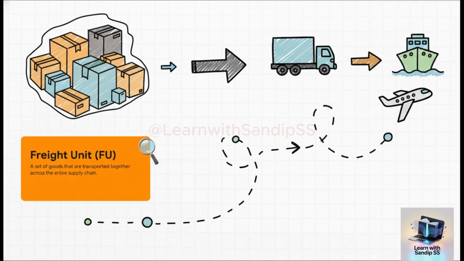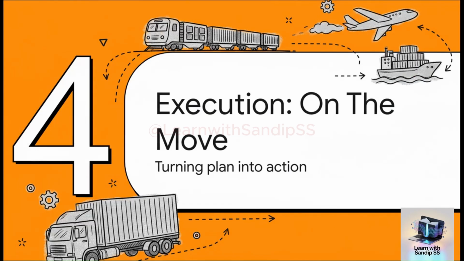Now, to make all this complex planning even possible, the system has to use a core building block, and that's called the freight unit, or FU. The easiest way to think about it is just as the basic package that needs to be planned. So the planning engine takes all these individual freight units and figures out the smartest way to group them together and send them on their way. All right, we've got our perfect plan.